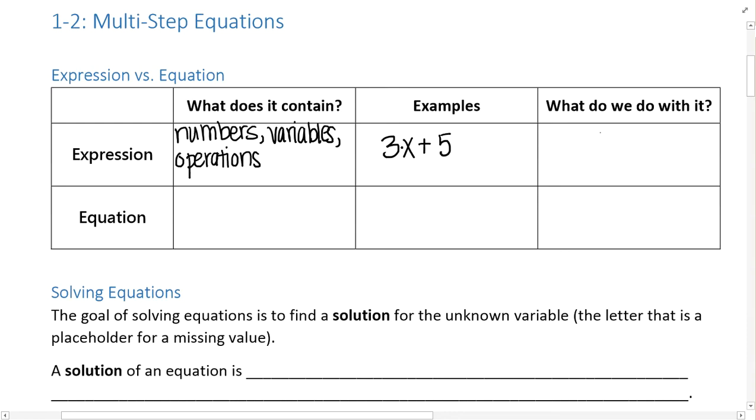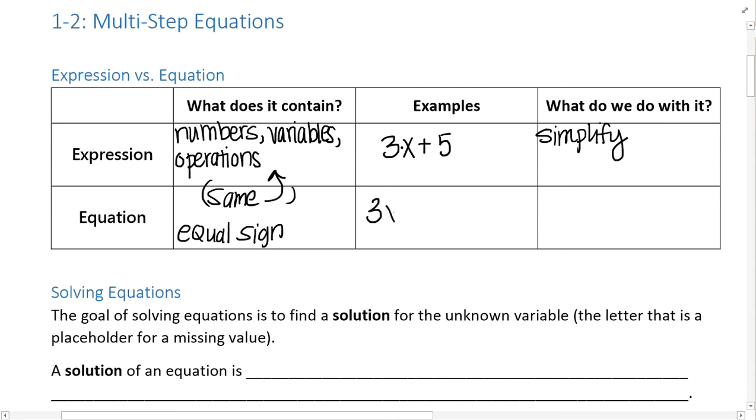So what can we do with expressions? Well, not a lot. We can essentially simplify them. Now, simplifying includes things like using the distributive property or combining like terms. An equation is something that has an equal sign. It has all the same stuff as an expression, but that's the key thing. It has an equal sign. So I'm going to say same as above, but also an equal sign.